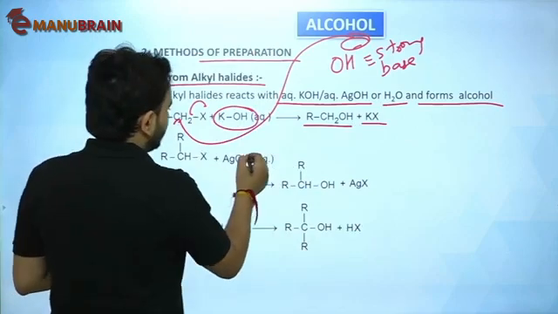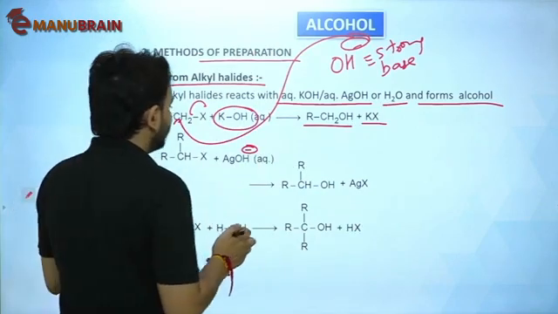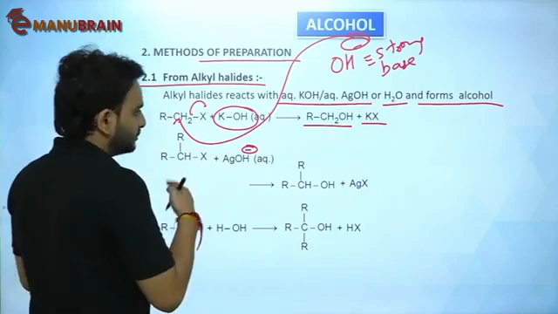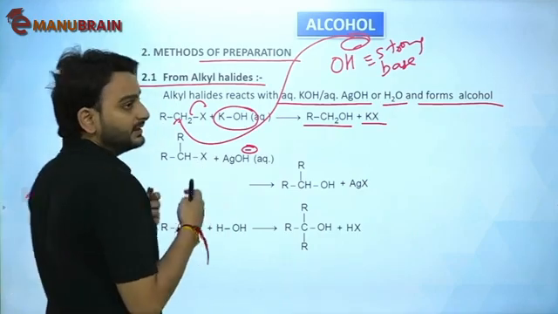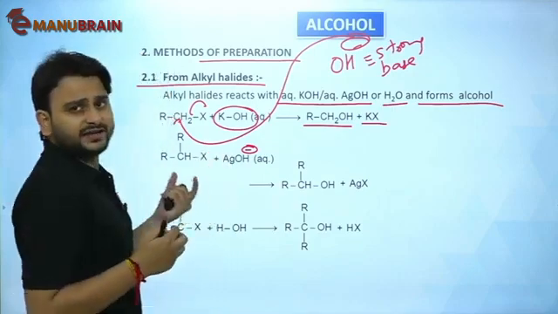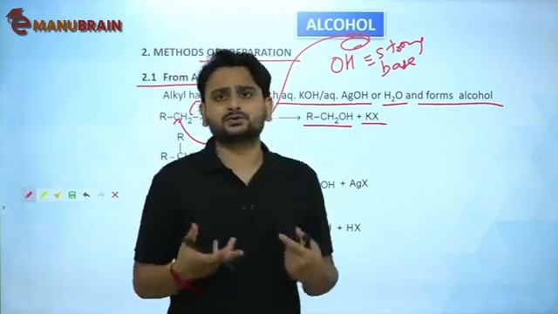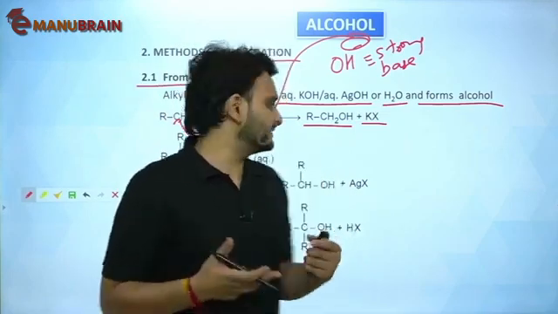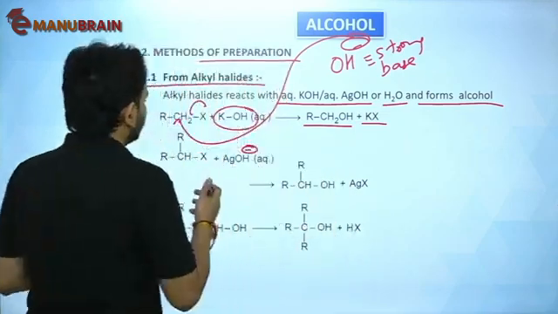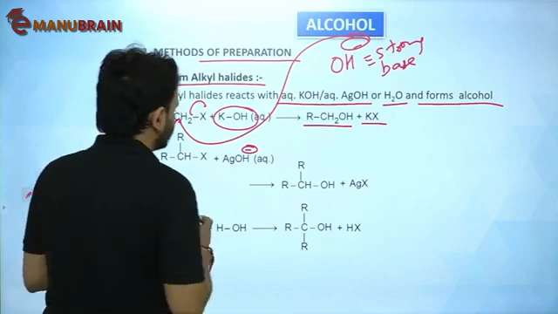Over here, OH minus will again be present, and first of all you have to understand whether this will be SN1 or SN2. AgOH is not a very strong base; K plus OH minus is a stronger base. Although OH minus is present, this is aqueous AgOH, so it might proceed with SN1 or SN2, depending on the case.